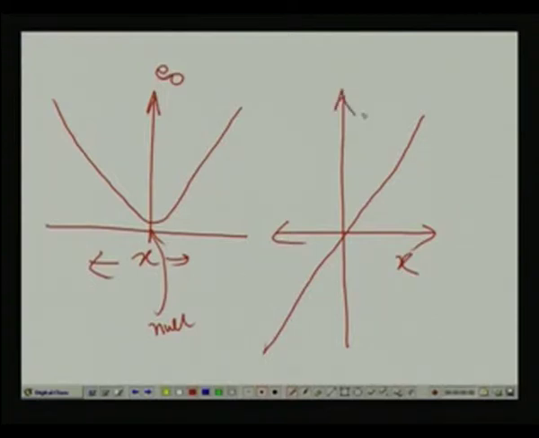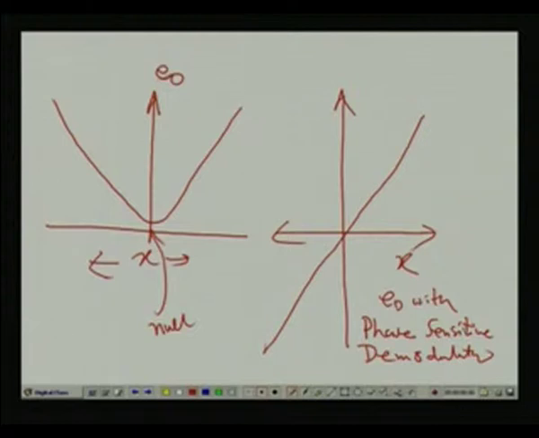So, if I use a phase sensitive demodulator, a circuit with output voltage E naught, the output will look like this one, clear. By looking at the polarity of the voltage, I can tell on which side of the null the core lies. All these things are incorporated in the 8599. So many external components will be saved by using a single chip.